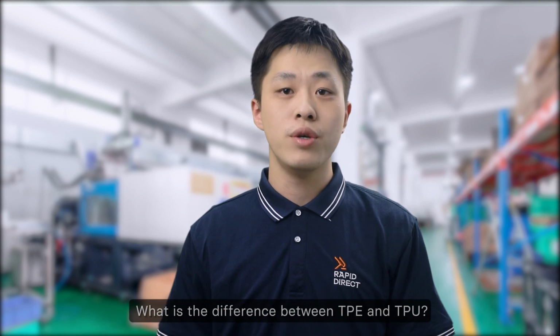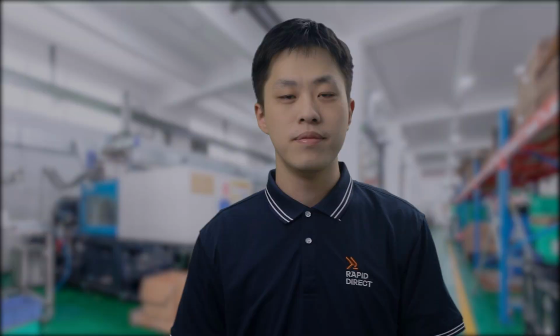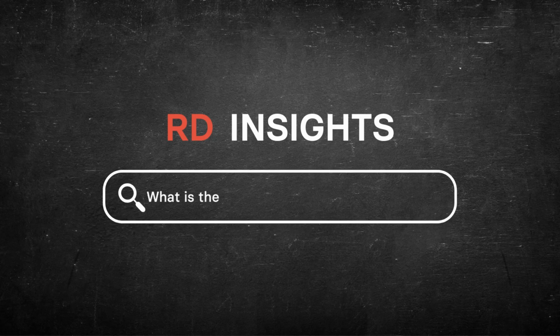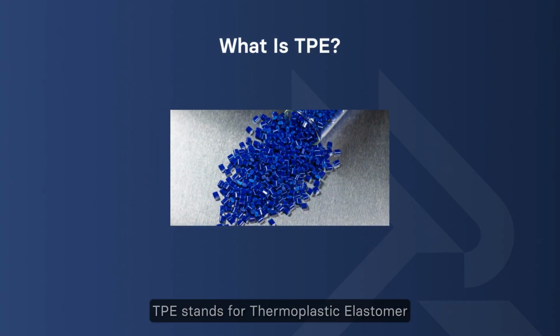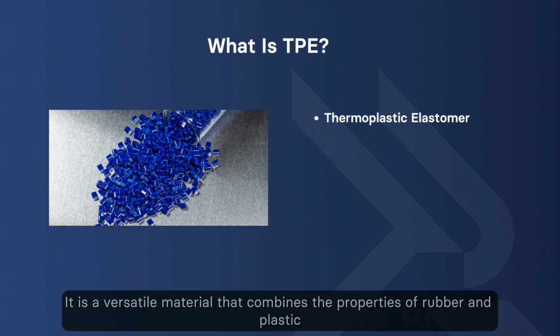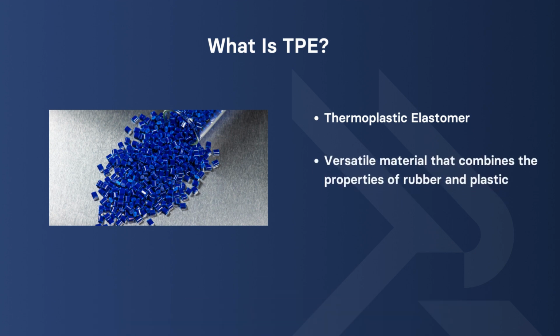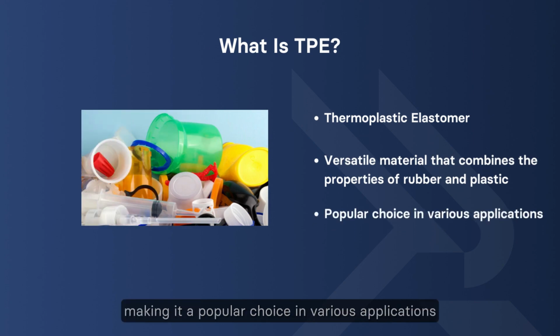What is the difference between TPE and TPU? What is TPE? TPE stands for Thermoplastic Elastomer. It is a versatile material that combines the properties of rubber and plastic. TPE is known for its flexibility, softness, and excellent elasticity, making it a popular choice in various applications.